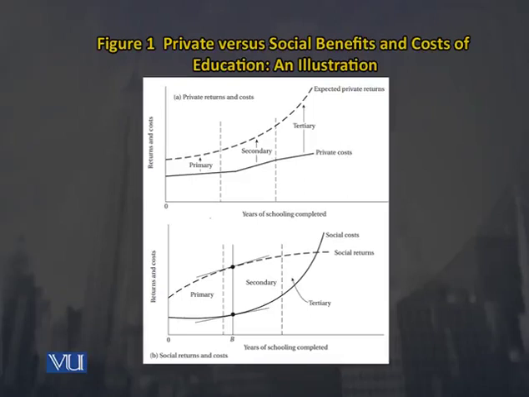And if you move further, to secondary education, you will be able to see that the gap between the two curves is reduced, and eventually when you look at the tertiary education section, you will see that the social cost curve rises so much that it intersects the social return curve and rises further up.